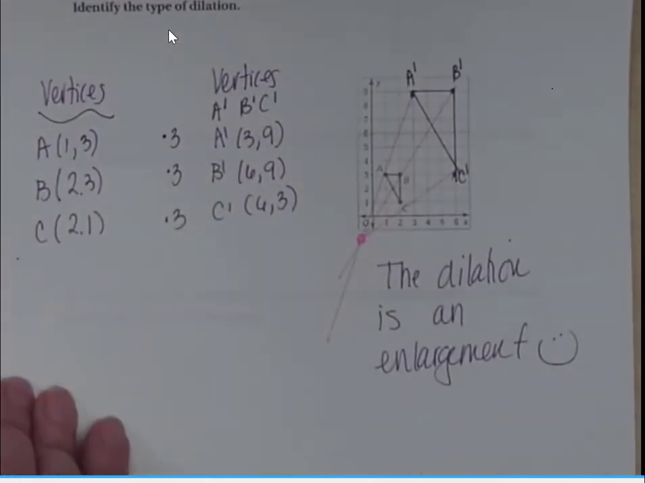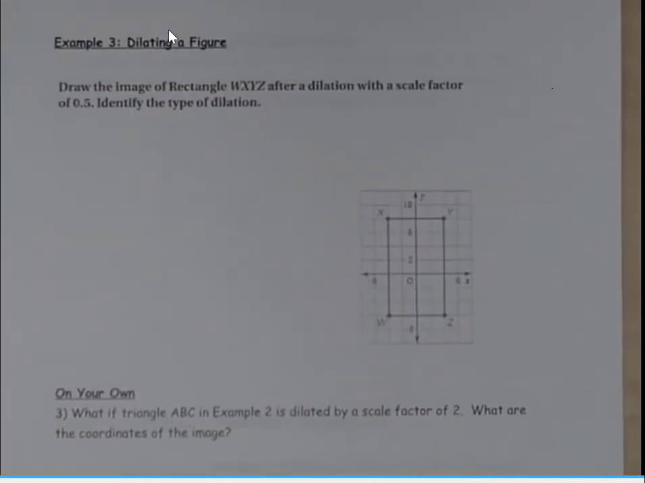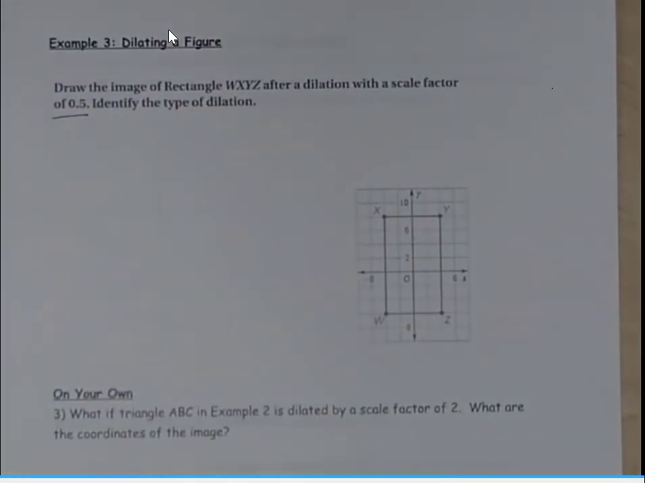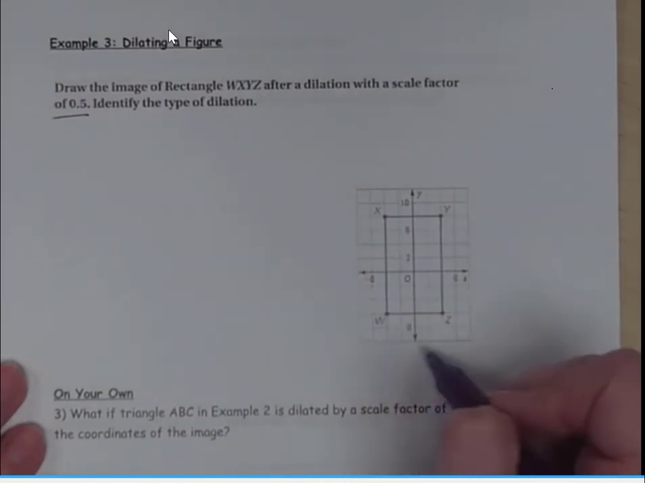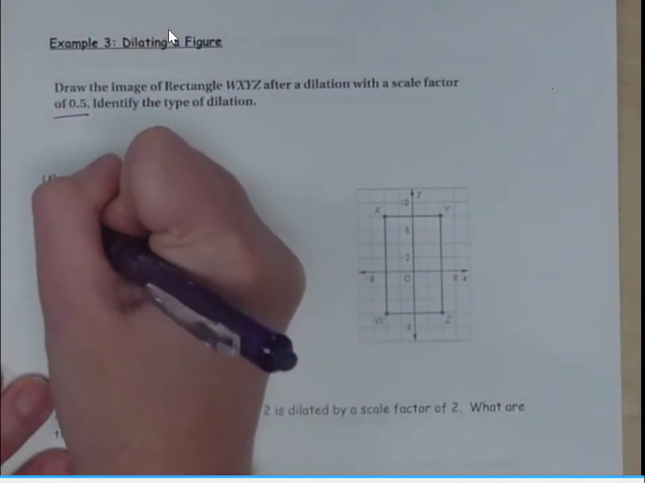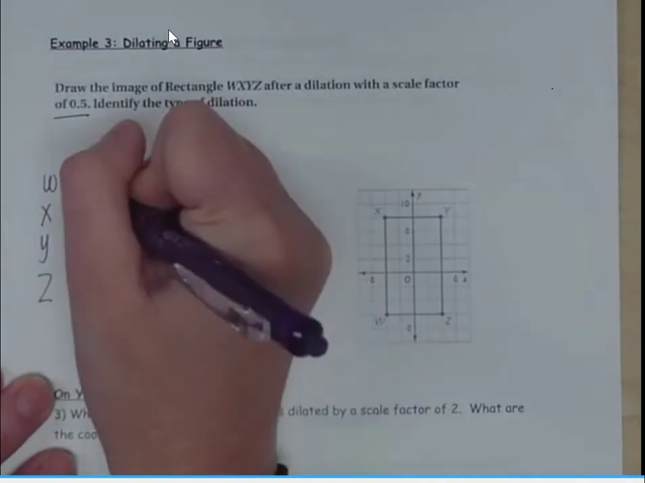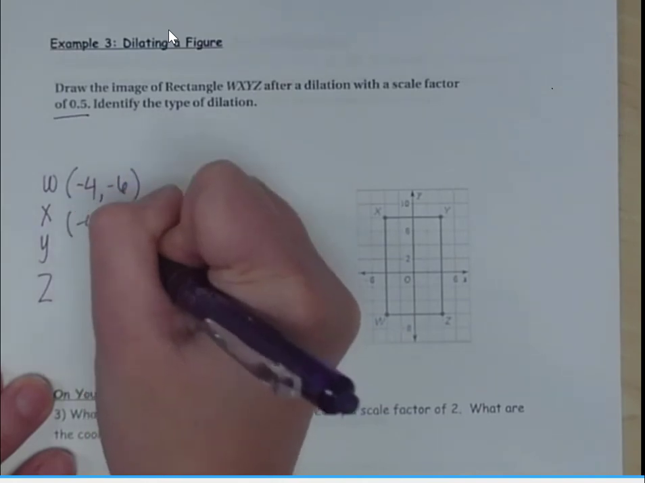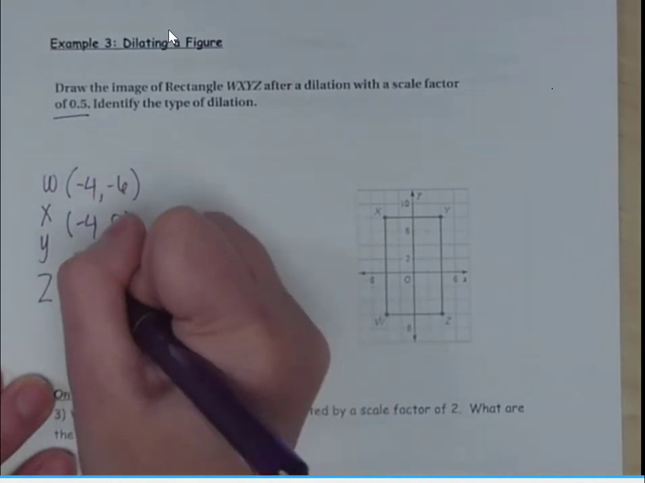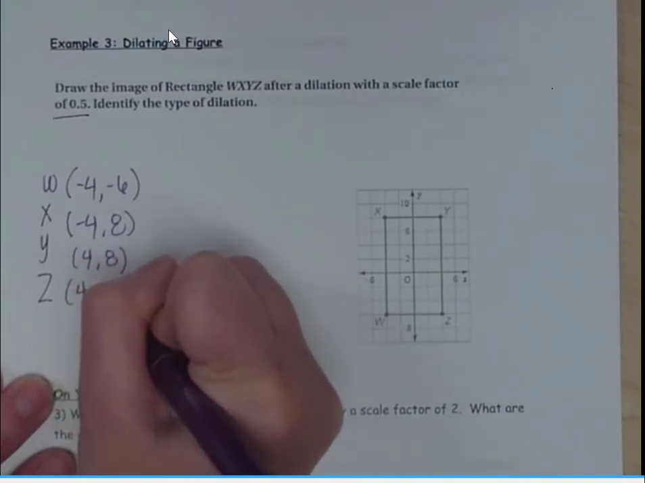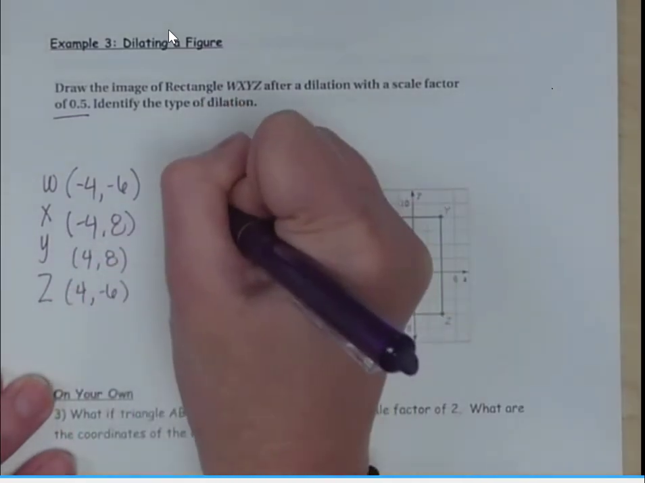It's getting bigger. So now here, I have a scale factor of 1/2. So I want to multiply all of these vertices by 1/2. So I have W, X, Y, and Z, and W is at -4, -6. I have -4, 8, 4, 8, and 4, -6.